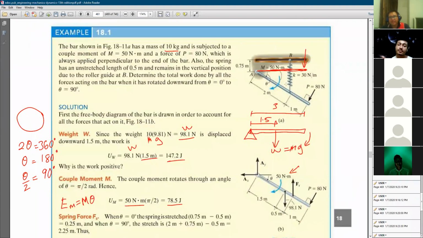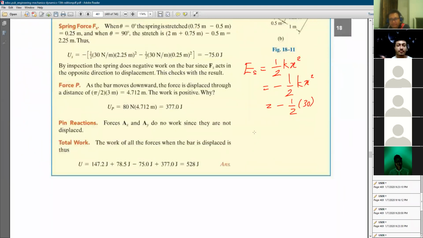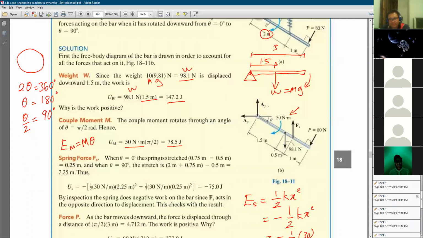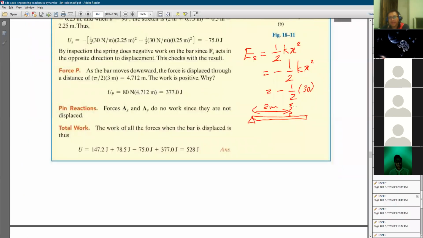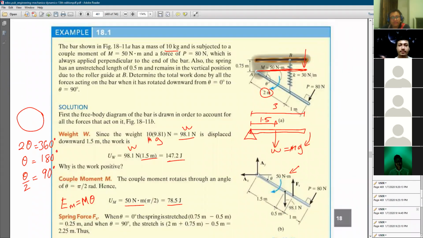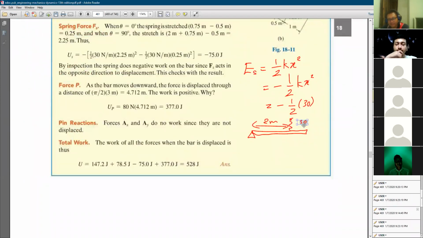If you refer to this particular image here, initially the spring is like that, right? The spring is somewhere here, and this distance is 2 meter. 2 meter from A to the point where we have our spring attached. So it is 2 meter. And this length here is 0.5 meter or 50 centimeter, the same.